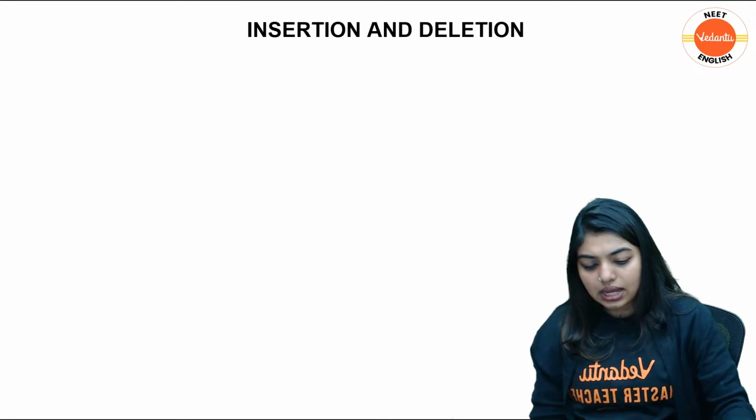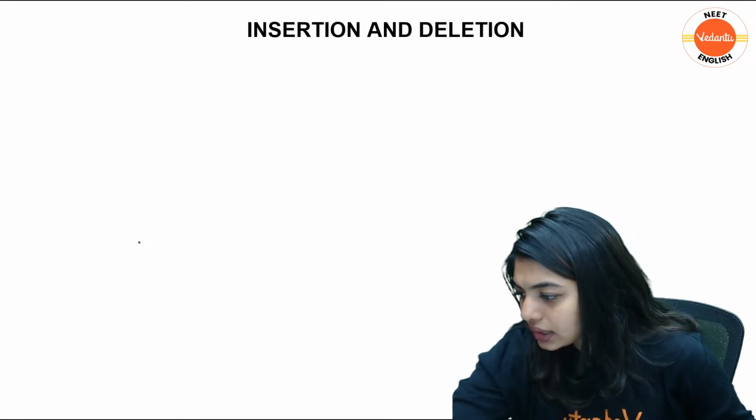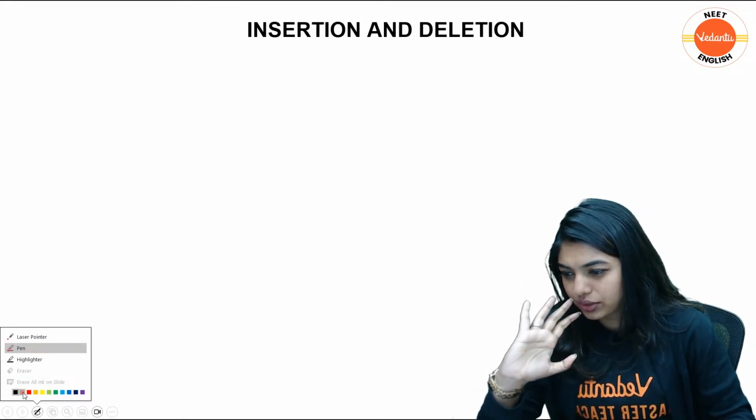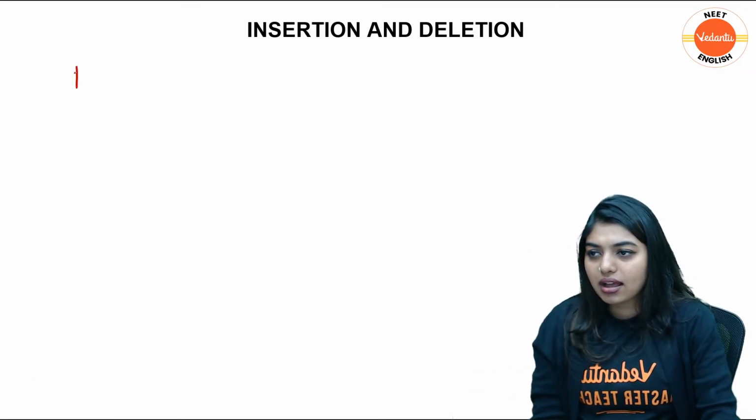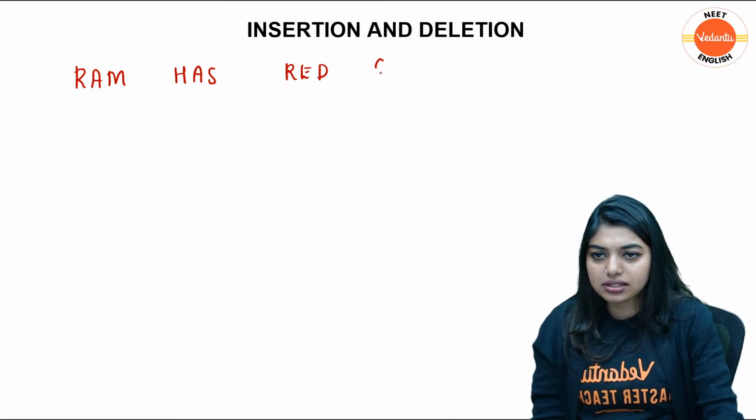Methionine. Now, insertion and deletion. I think we will do it next class, but I will just show you. I think we'll do it here only, students. It's easy. Ram, this is the textbook example. Ram has red cap. I'll explain it only with this.